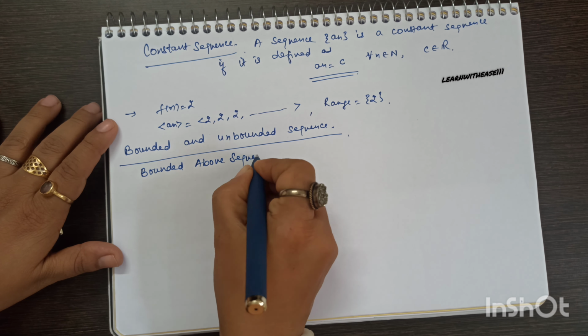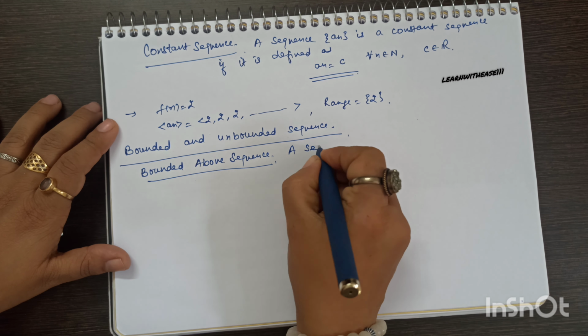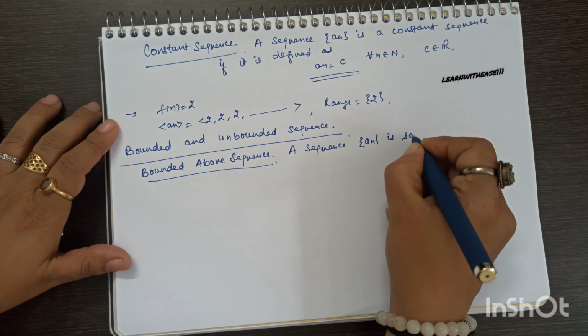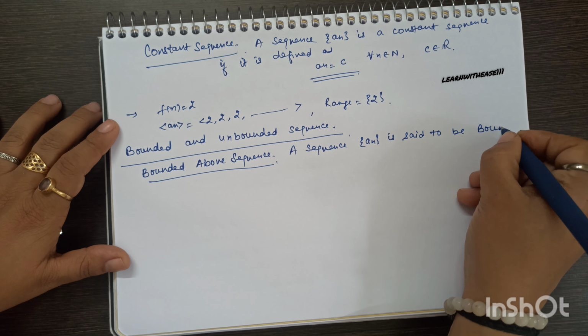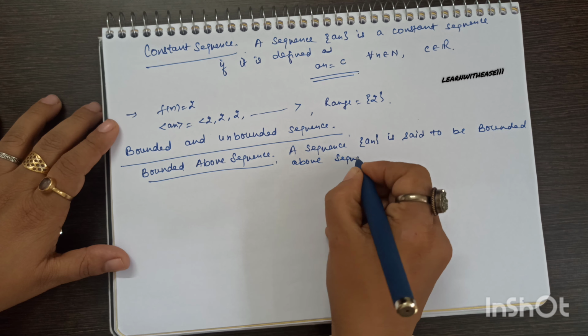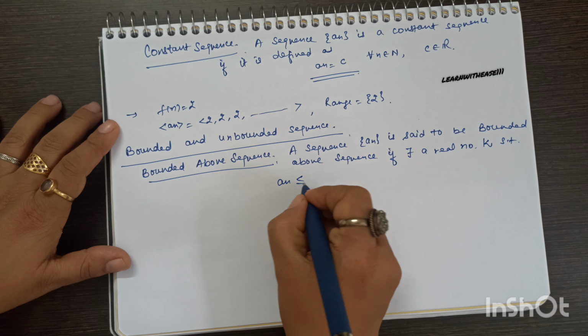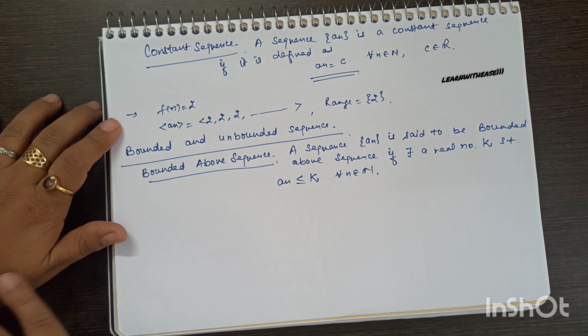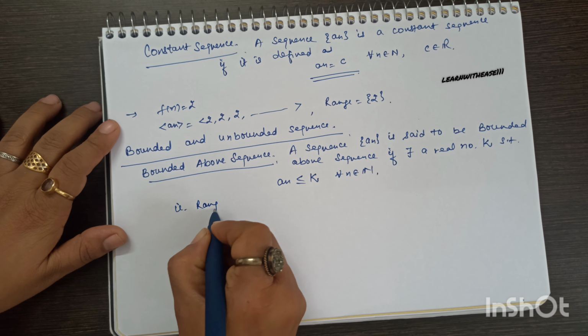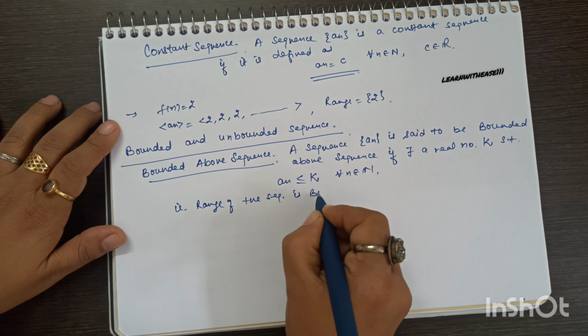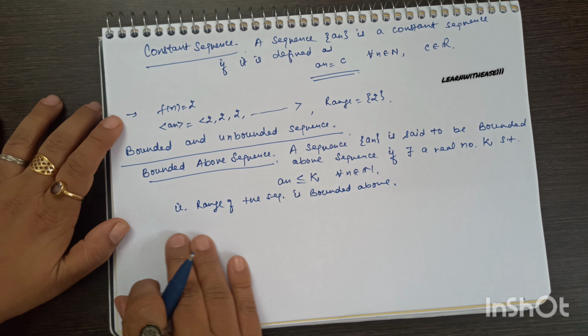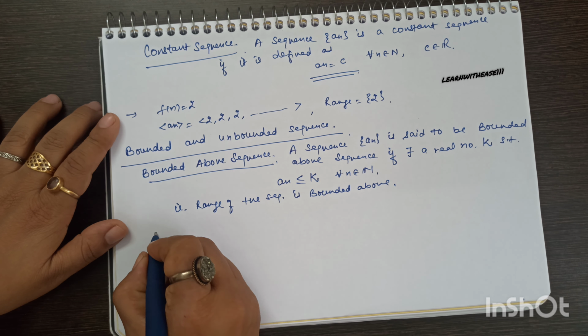Bounded and unbounded sequences. First of all, bounded above sequence. A sequence an is said to be bounded above if there exists a real number k such that an is less than or equal to k for all n belongs to N. Means the sequence is bounded from the upper side. The range of the sequence is bounded above.